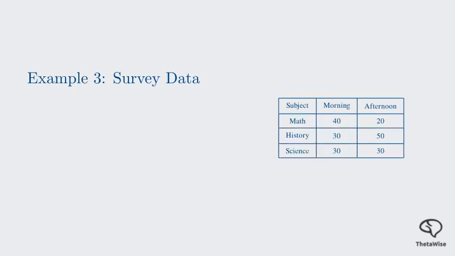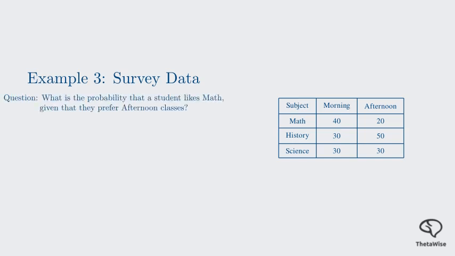Let's ask a question about this data. What's the probability that a student likes math, given that they prefer afternoon classes? We're looking for P of math, given afternoon. The beauty of the table is that it makes our sample space for the condition very clear. The condition is that the student prefers afternoon classes. So, we only care about the afternoon column.